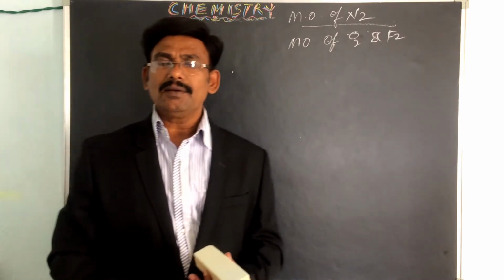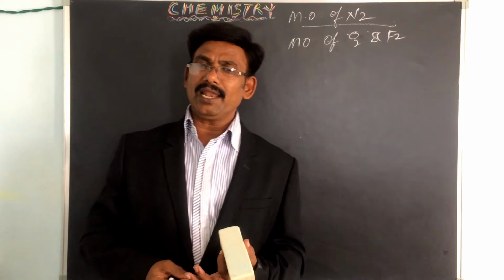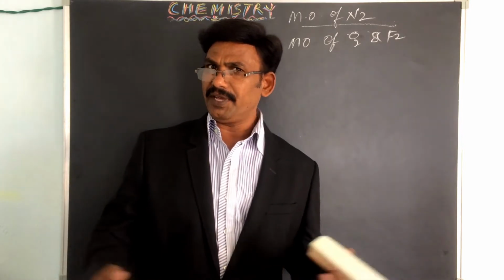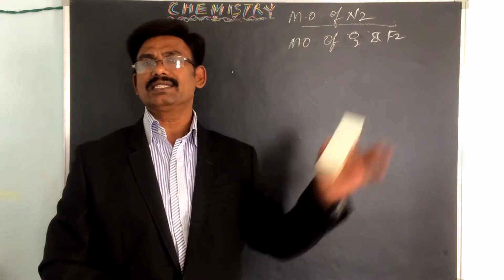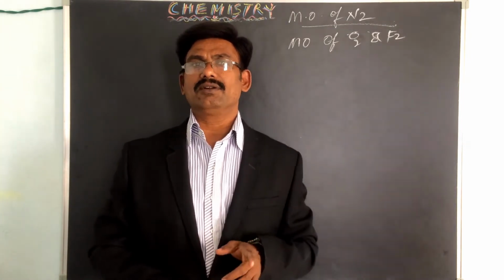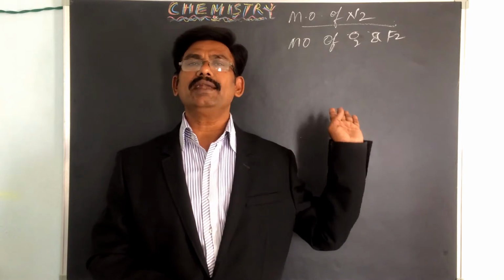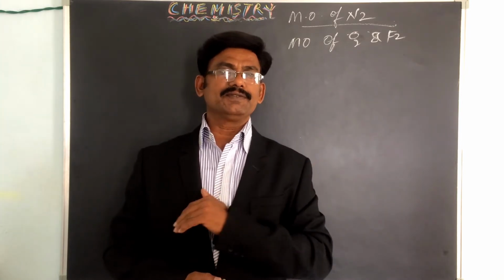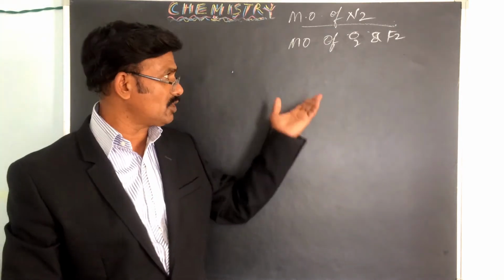We have an idea about bonding electrons, anti-bonding electrons, and non-bonding electrons. We have to know them very well. We have discussed a lot in the nitrogen molecule. Now we just have to complete the oxygen molecule and the fluorine molecule. So both molecules we have to complete. Okay, now let's start.